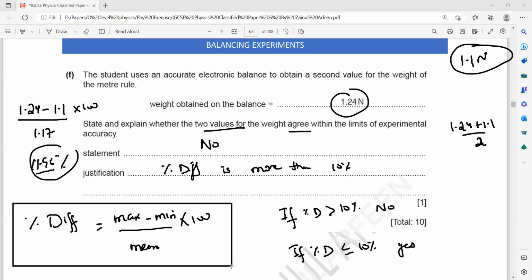That's why I'm saying, whenever you look at the numbers, 1.1 looks the same as 1.24. But scientifically, you have to know the percentage difference. So the percentage difference formula you have to memorize: maximum minus minimum divided by mean into 100. If your percentage difference is more than 10%, you will say no, the values are not equal. But if it is less than 10%, you will say yes, the values are equal. Is this clear? Comparison between the two values? Yes, sir, clear.